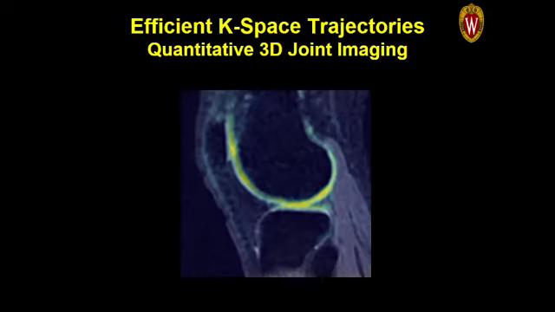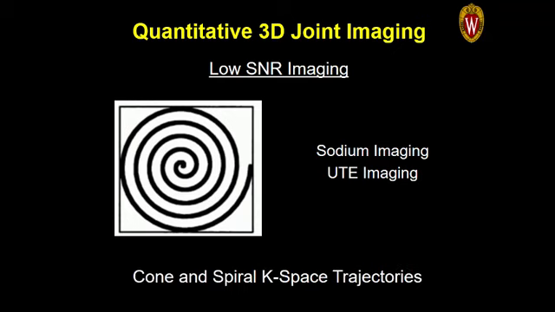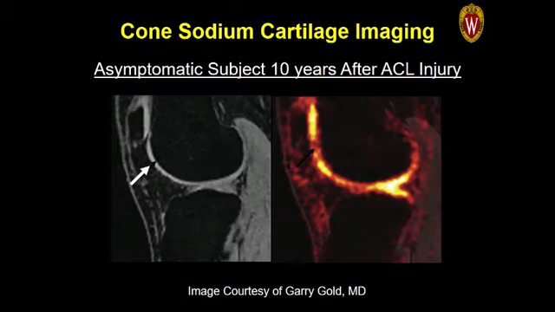Now, efficient K-space trajectories have also been used to accelerate quantitative three-dimensional joint imaging. These efficient K-space trajectories are primarily used to help accelerate low signal-to-noise ratio quantitative imaging, including sodium imaging and ultra-short echo time imaging, typically using cone and spiral K-space trajectories. Gary Gold's group from Stanford described the use of a cone K-space trajectory to accelerate sodium imaging. Using this technique, he was able to acquire 1.3 millimeter by 1.3 millimeter by 3 millimeter voxel size sodium images of the knee joint in a 21-minute scan time.